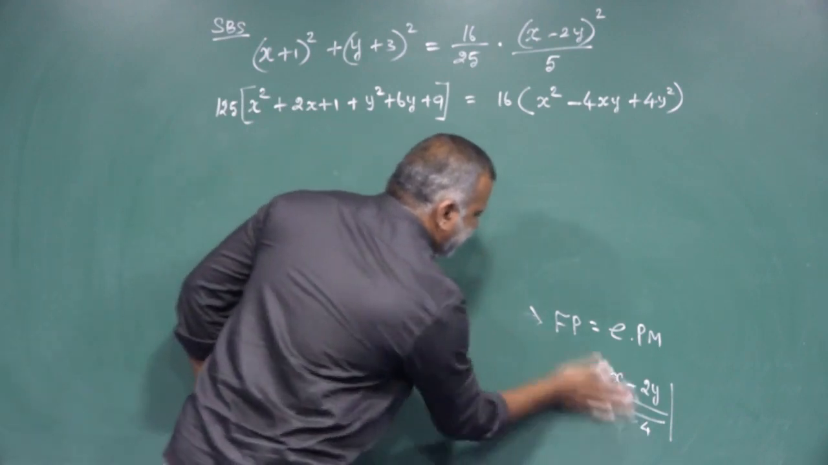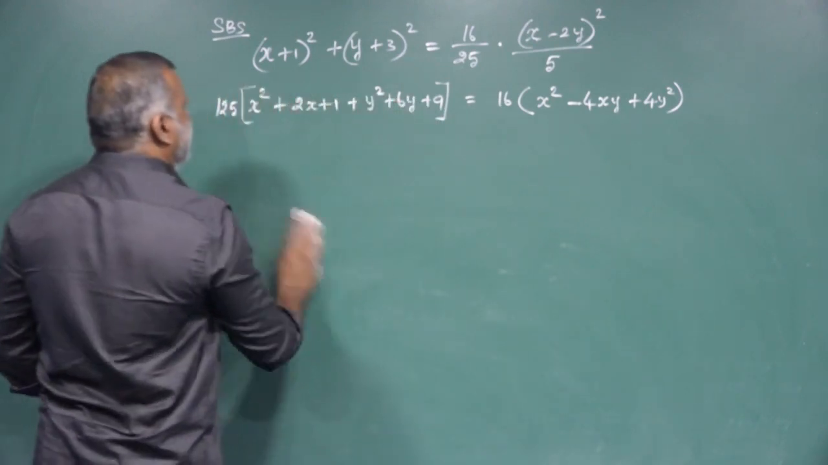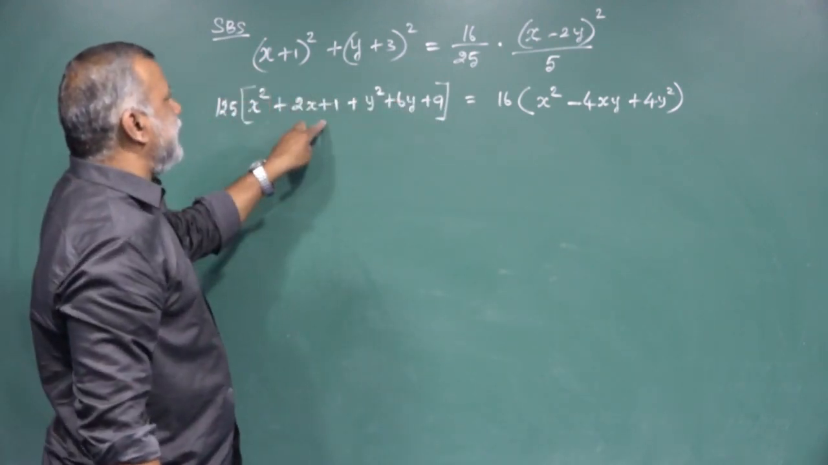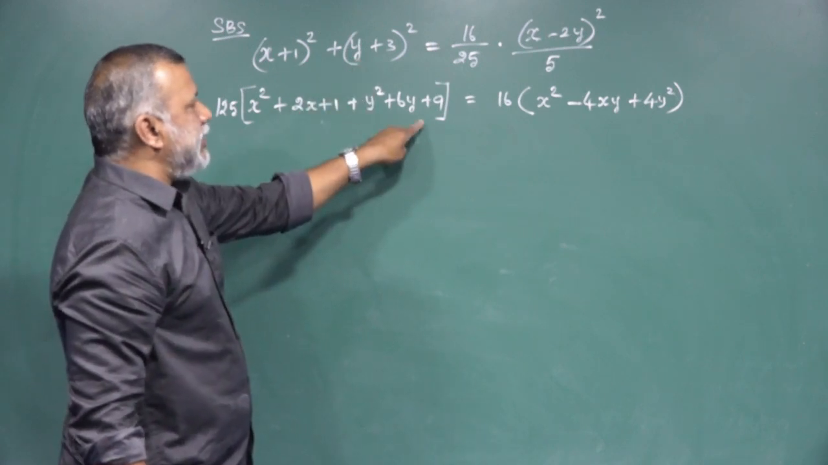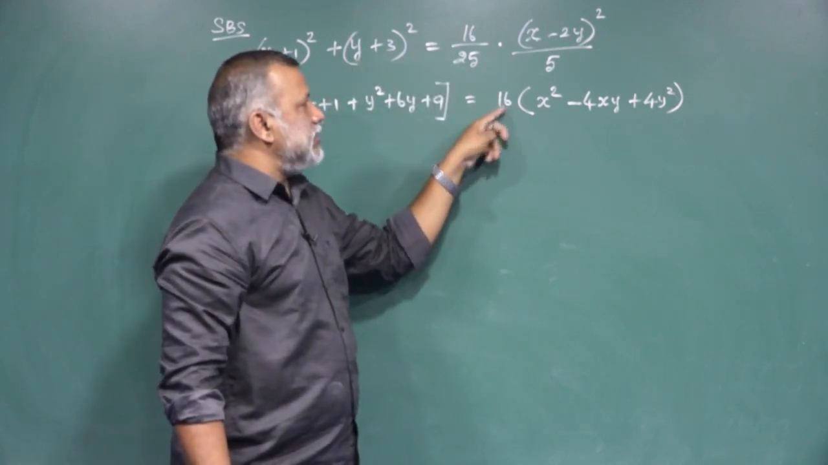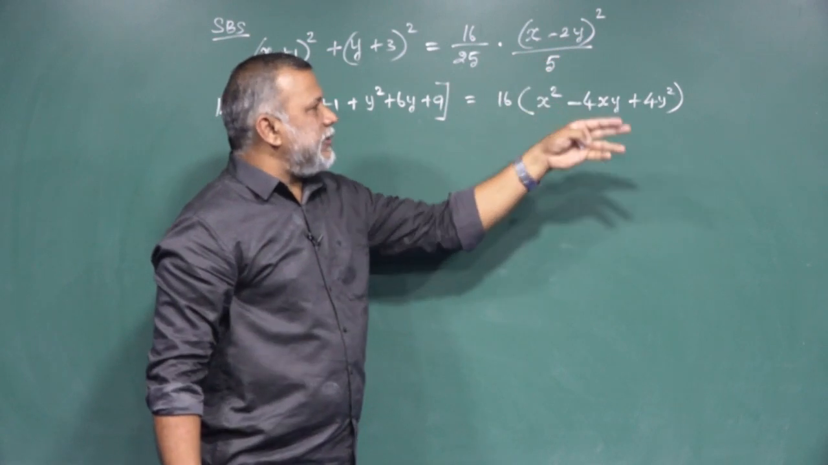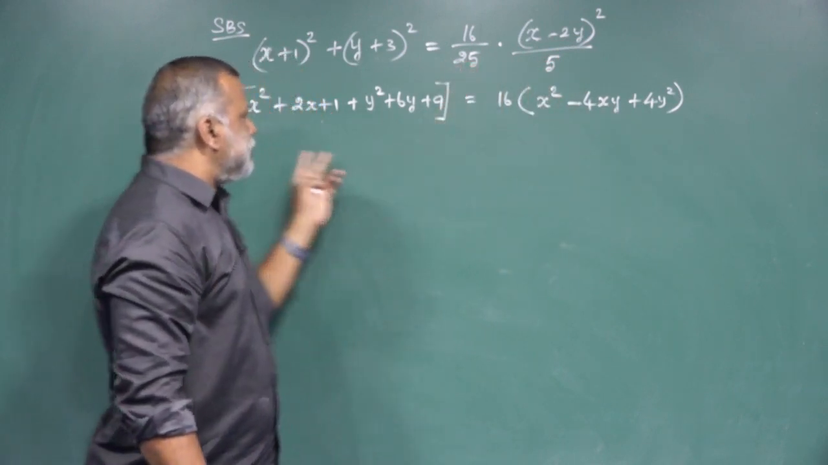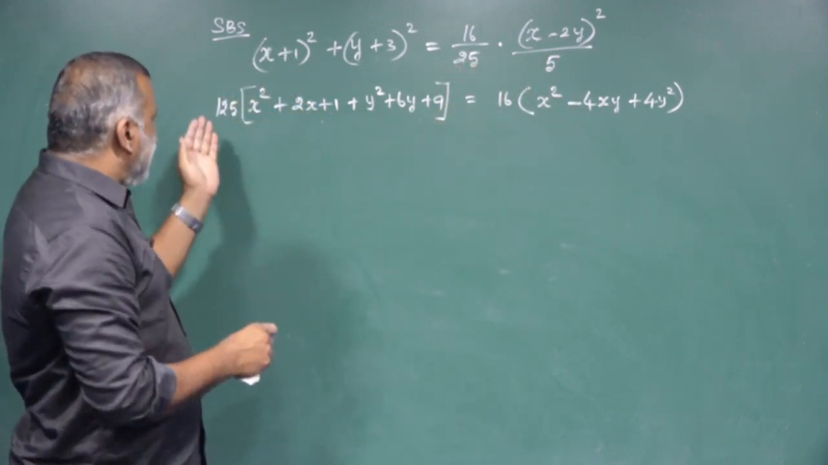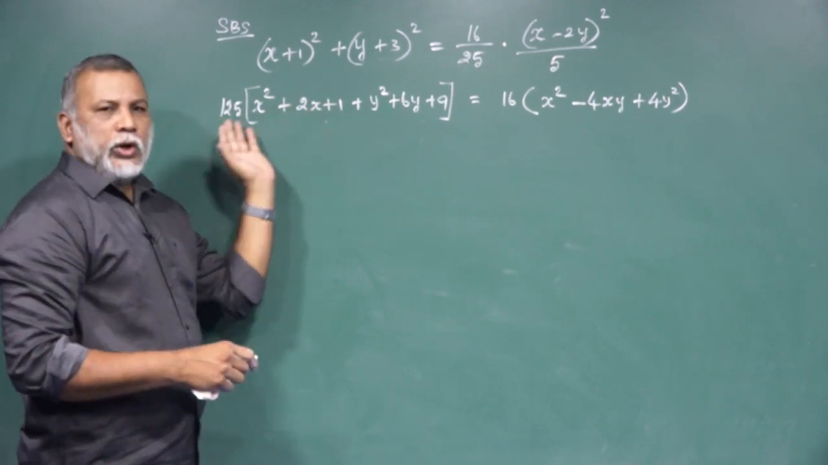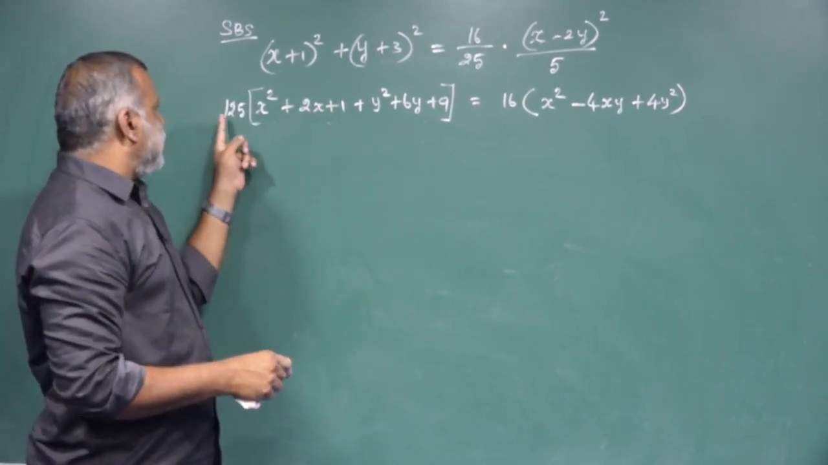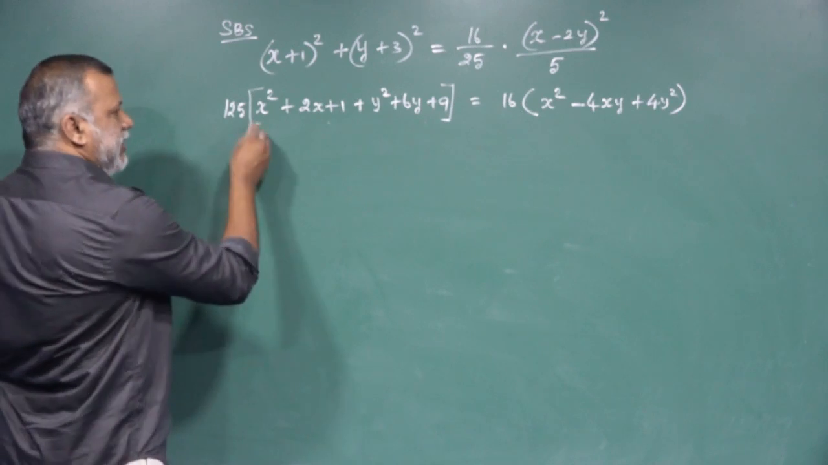Then expand the values. Here, (a plus b) the whole squared, just expand it. Here also (a plus b) the whole squared, expand it. Here 16 is the constant. (a minus b) the whole squared, expand it. Then 5 into 25 becomes 125, cross multiply. Now this 125 is going to multiply inside. Then this 125 is multiplied with the inside values.